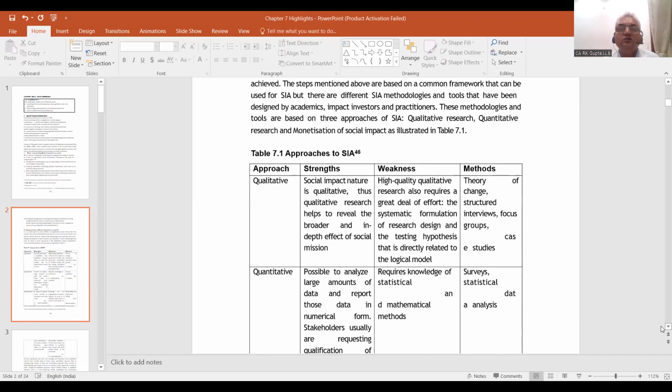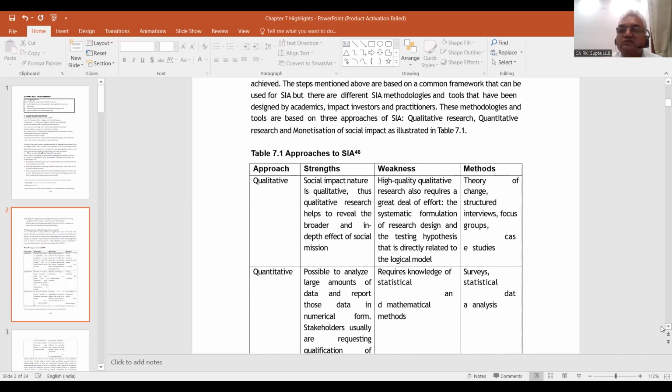So, the qualitative approach. Social impact is qualitative in nature. Thus, qualitative research helps to reveal the broader and in-depth effect of the social mission. What is the weakness? High-quality qualitative research requires a great deal of effort. It needs the systematic formulation of research design and testing of hypotheses that are directly related to the logic model.